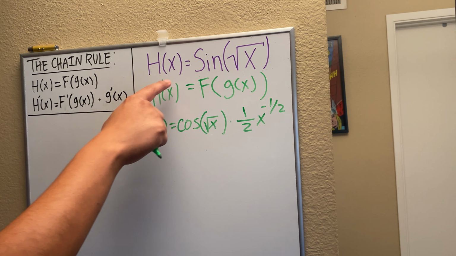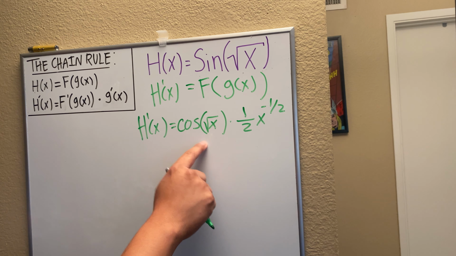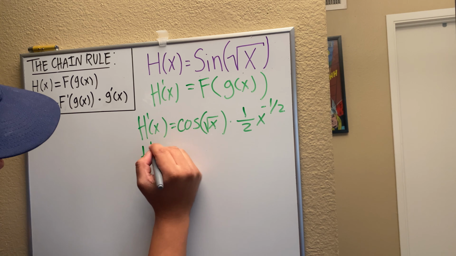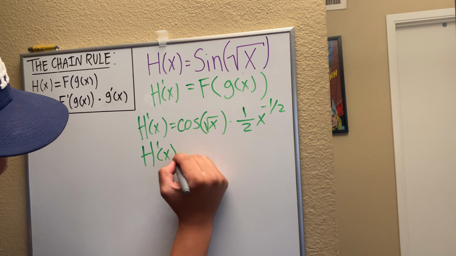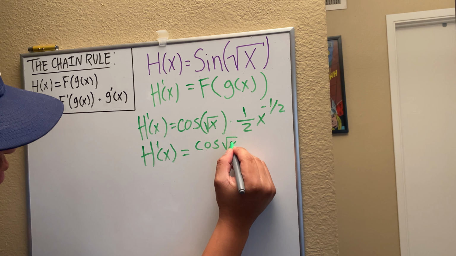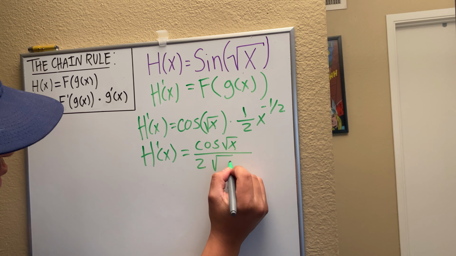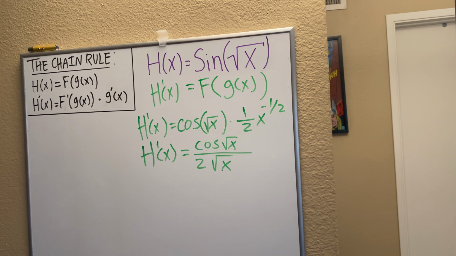It helps us evaluate a function that's composed. So this is the derivative, so we can just rewrite that a little bit more properly, and we're going to get cosine square root of x over 2, and that's the derivative of this function here, and the chain rule is what's going to help us evaluate these functions.